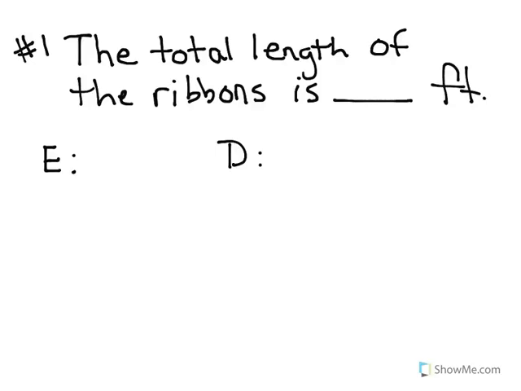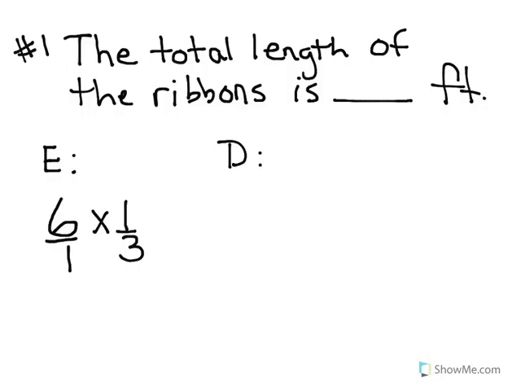It says Elizabeth is cutting 6 ribbons that will be 1/3 foot long. So I'm going to have 6 ribbons, and each of them is going to be 1/3. So I can take 6 and multiply it by 1/3. Now, remember, when I'm multiplying fractions, I can start off by making sure that I have 2 fractions. So I have 6 over 1 times 1/3.